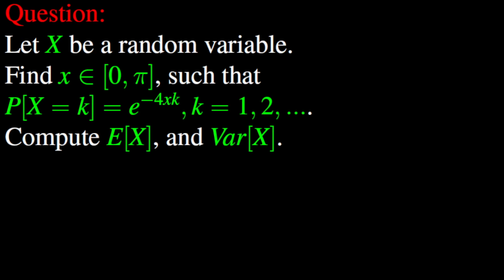Let X be a discrete random variable taking values in the set of positive natural numbers. We are asked to find the value of little x such that the probability of X equal to k is exp(-4xk). Then compute the expectation as well as the variance of X.